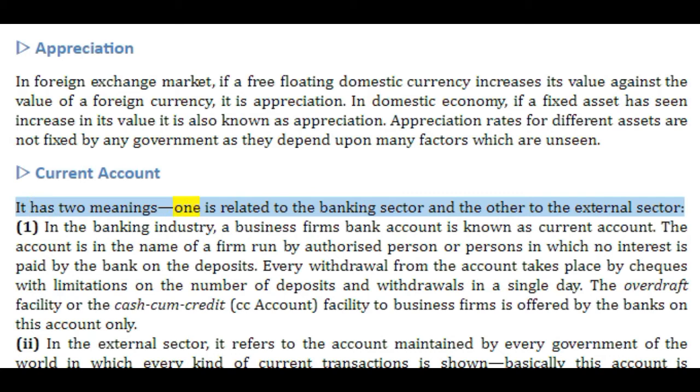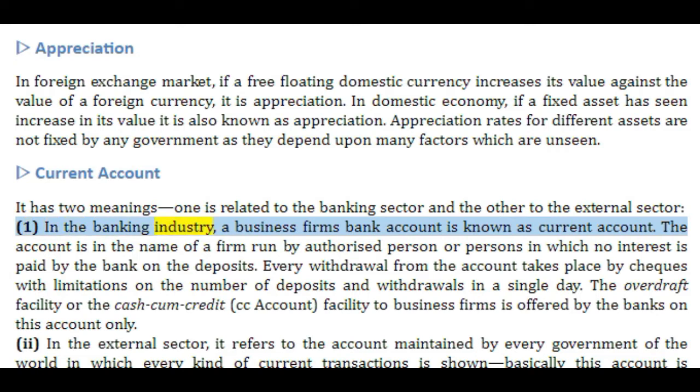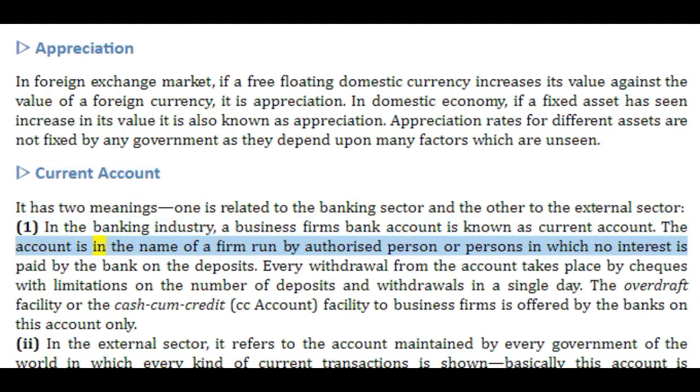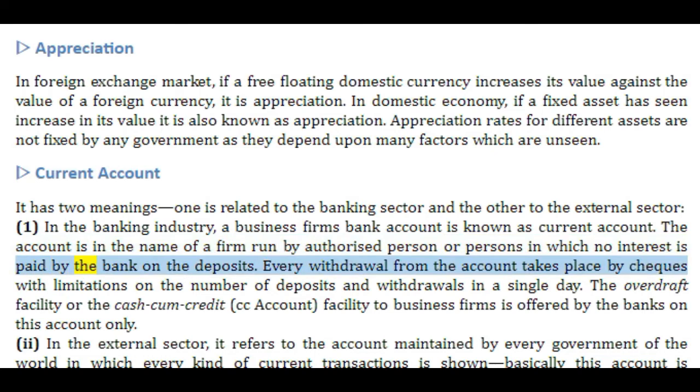Current account. It has two meanings. One is related to the banking sector and the other to the external sector. 1. In the banking industry, a business firm's bank account is known as a current account. The account is in the name of a firm run by an authorized person or persons, in which no interest is paid by the bank on the deposits.